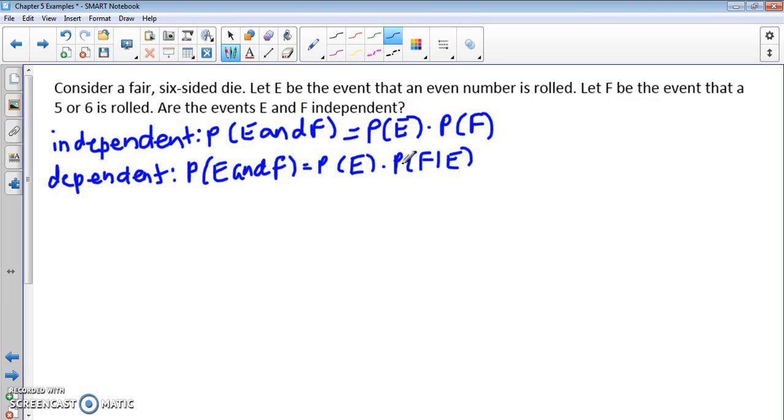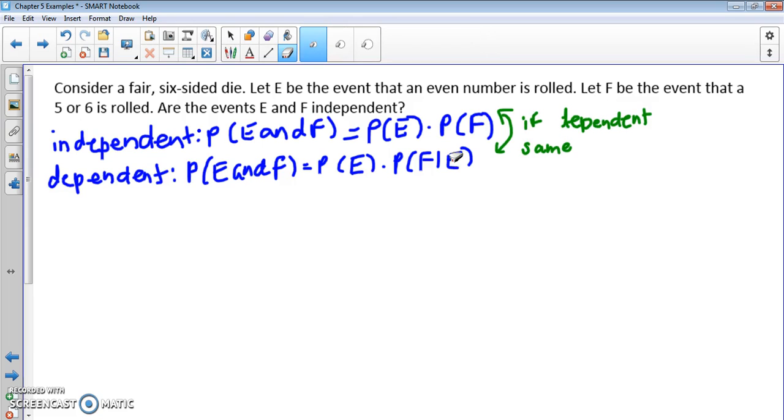Now, if in fact the events are independent, then these two will be the same. So if those events are independent, in fact, then those two probabilities will be the same. So let's go through and calculate these.